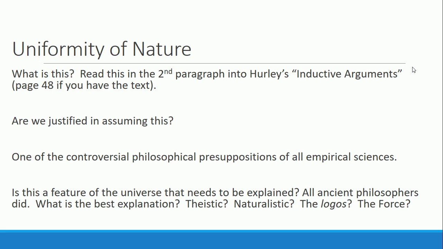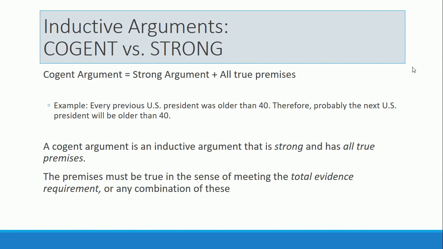All right. Now, this is a side note. Is this a feature of the universe that needs to be explained? Now, personally, I think it does. All ancient philosophers thought this needed to be explained. And we need to ask, what's the explanation? Is it a theistic explanation, God; a naturalistic or atheistic presupposition explanation, which is, it just is; the Logos, that was Heraclitus' answer, and Christians jumped on that; is it the Force? So think about that. If you want to talk about this tangent, email me. What's the best explanation of the uniformity of nature? All right, inductive arguments.